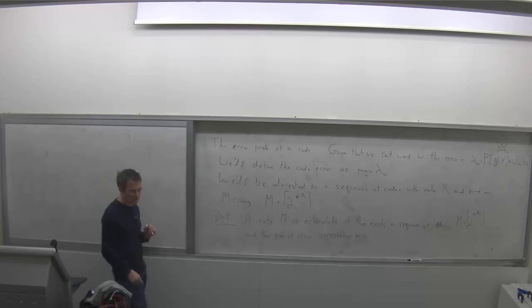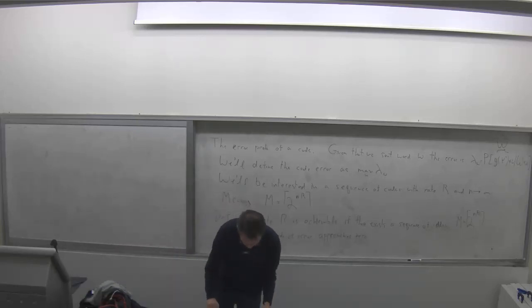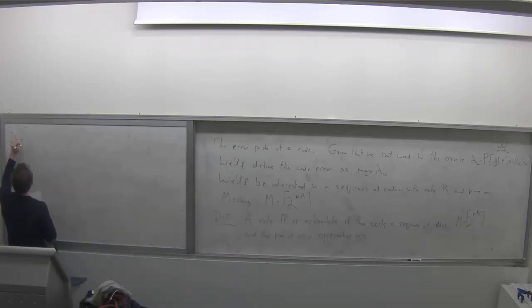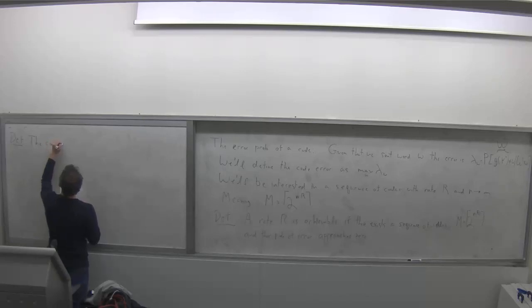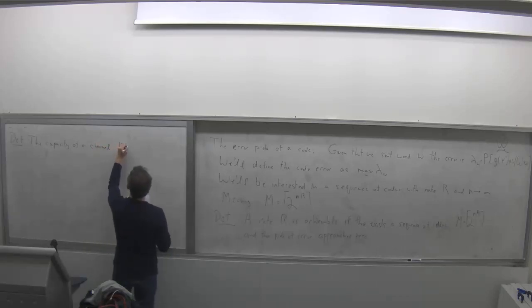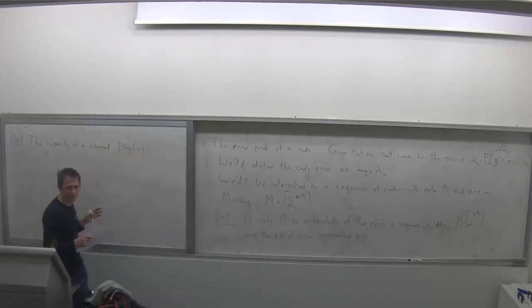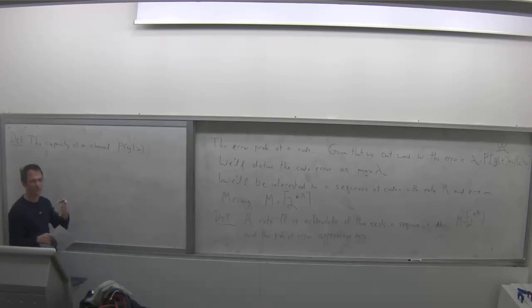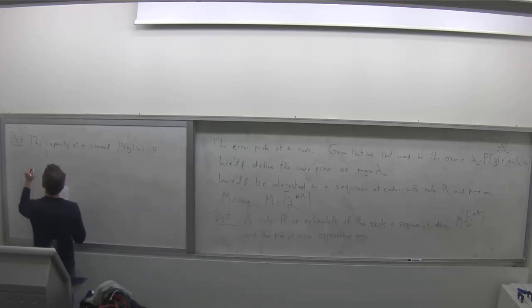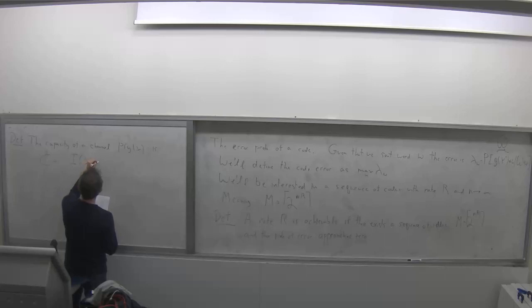I'll just define it again for you. The definition of the capacity of a channel. When we say a channel, it is just a conditional distribution, P of y given x. This describes how the channel introduces noise. The capacity is defined as C. How do we denote it? It's the maximum information between x and y.